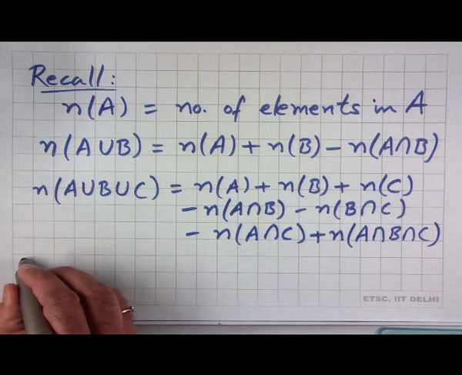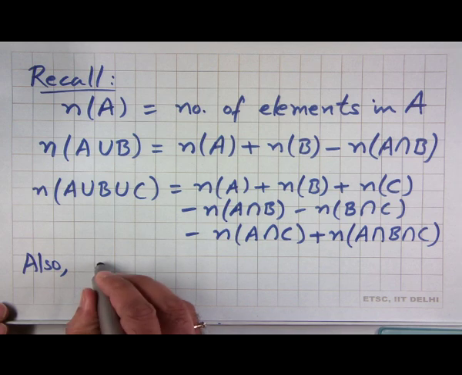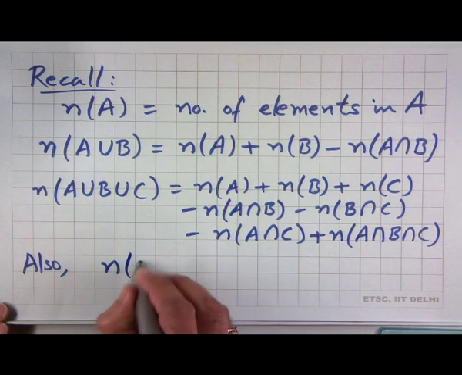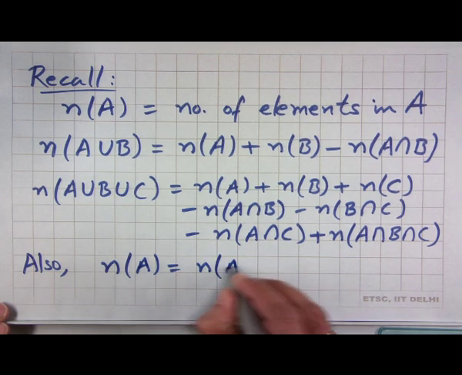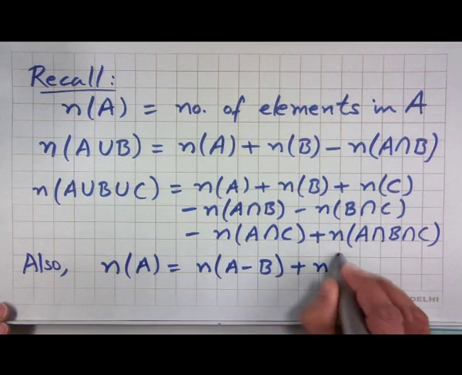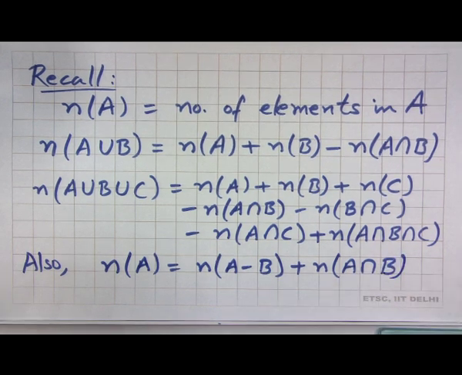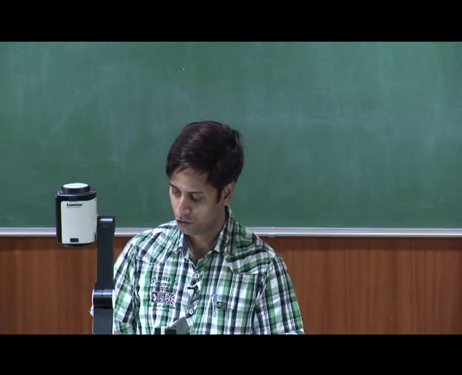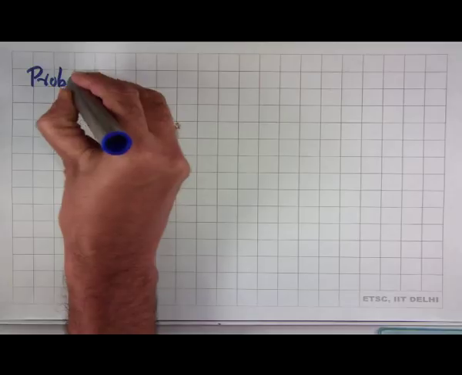Also, let me write for any sets A, n of A is n of A minus B plus n of A intersection B. This is because A is the disjoint union of A minus B and A intersection B. So, let us do some problems based on this formula.